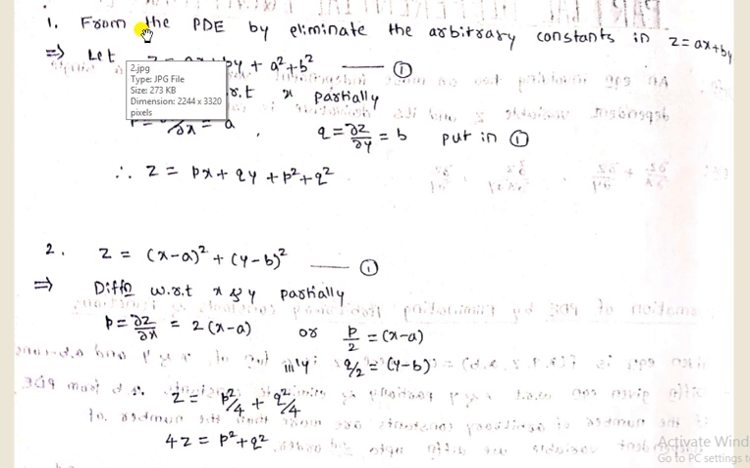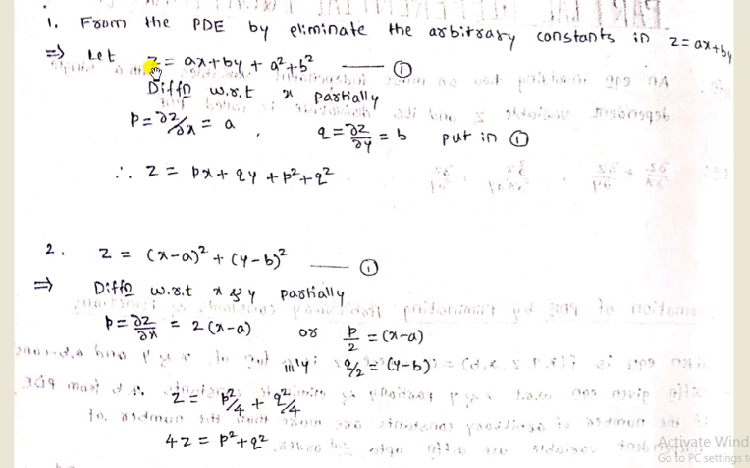First example: form the PDE by eliminating the arbitrary constants in z = ax + by + a² + b². Solution: z = ax + by + a² + b². So you have to eliminate the arbitrary constants a and b, and we differentiate the function with respect to x and with respect to y partially. When we differentiate with respect to x, we treat y as temporarily constant here. Let us differentiate with respect to x.